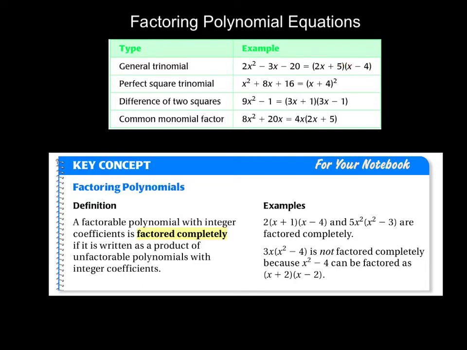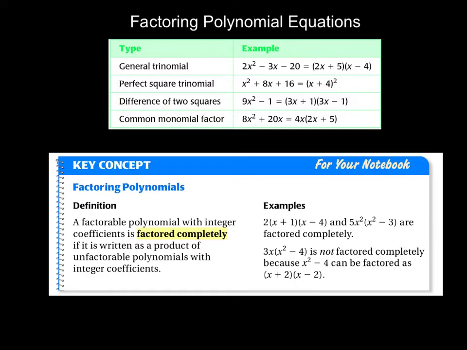Another version of a trinomial here is the perfect square trinomial, which we've seen when we worked with completing the square. So for this guy here, x squared plus 8x plus 16. X squared is a perfect square and 16 is a perfect square, so we can break this down into x plus 4 all squared.